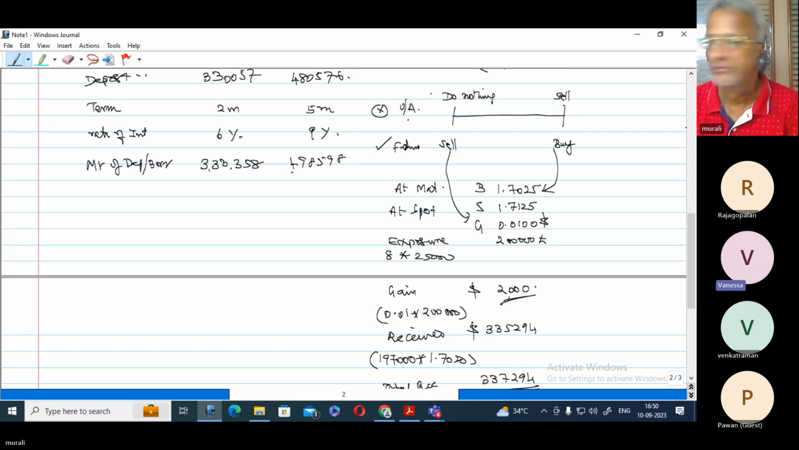The gain, I had to add the gain with the receivable. Instead, I deducted it. Was that the only mistake that you committed? The rate was also wrong, sir. I had selected the wrong rate while converting. Are you clear now? Yes, sir.